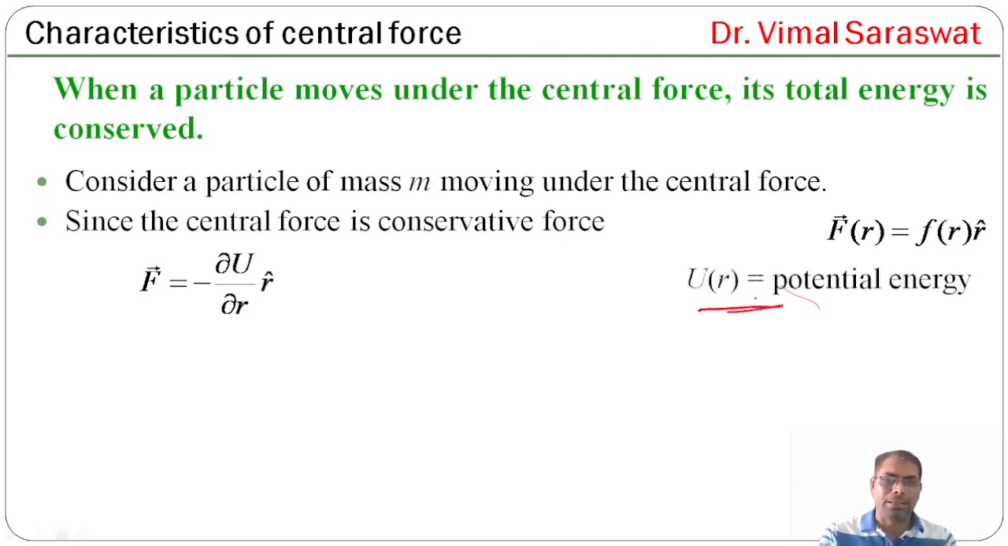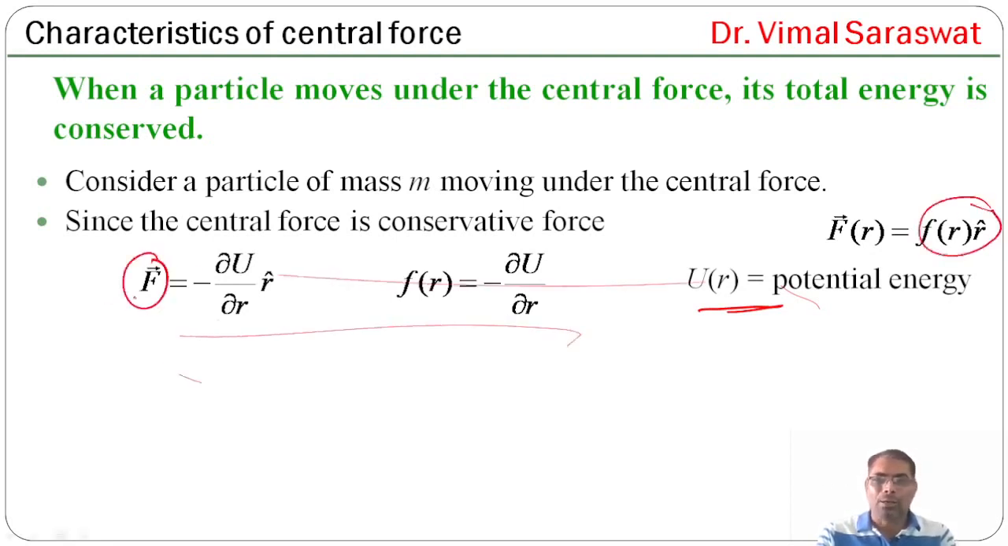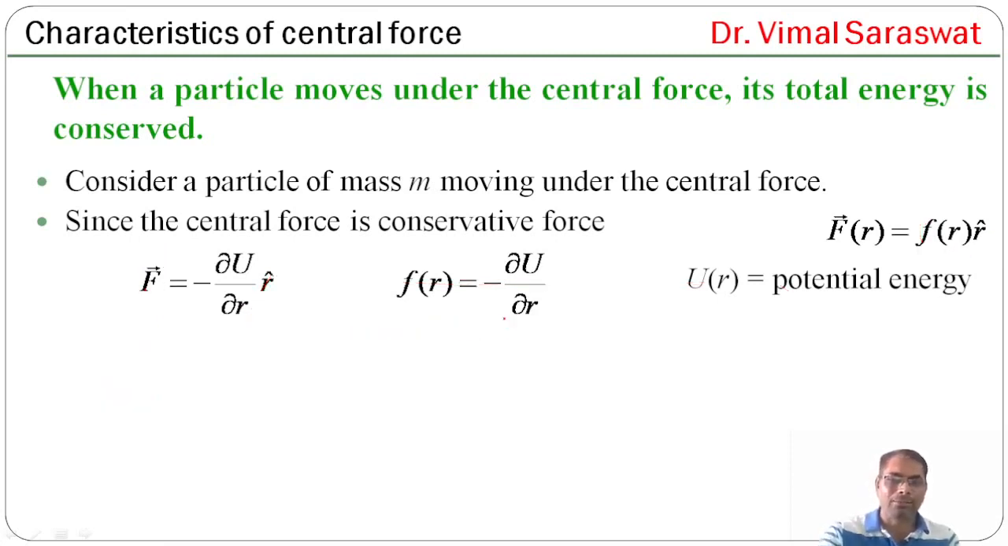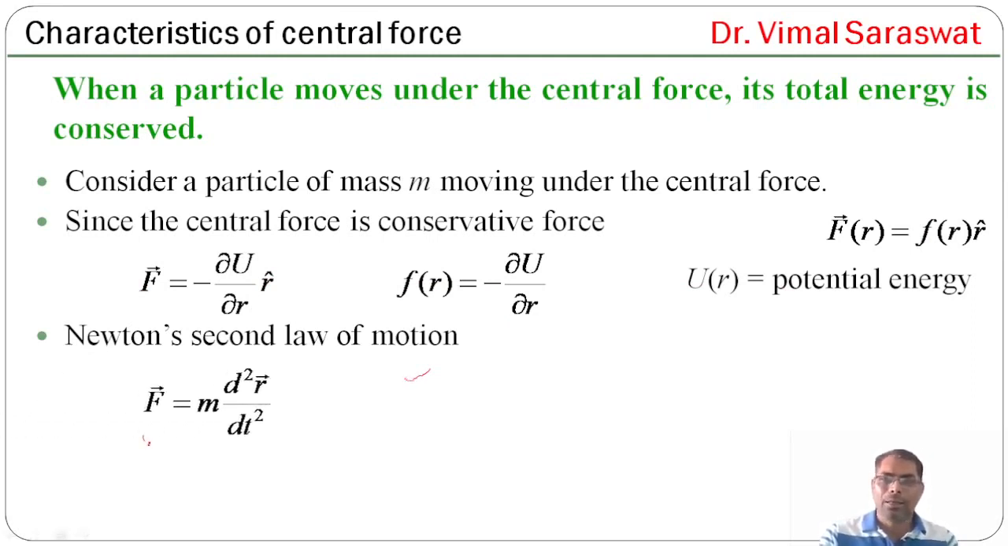Here u is potential energy, and this F is actually F of r into r cap. So if we replace this with F of r into r cap, then r cap will be cancelled out. So F of r equals minus del u by del r. Newton's second law of motion is F equals ma, and a is the rate of change of velocity, and velocity is the rate of change of position. So a can be replaced with d2r upon dt2. So F equals m d2r upon dt2.